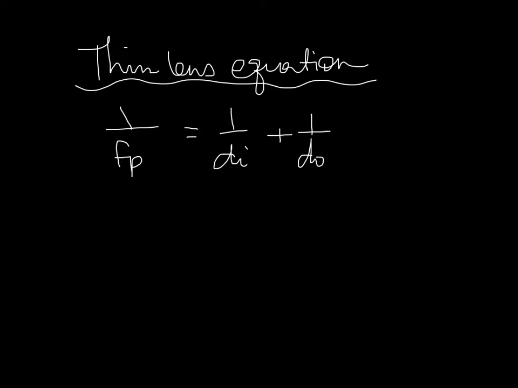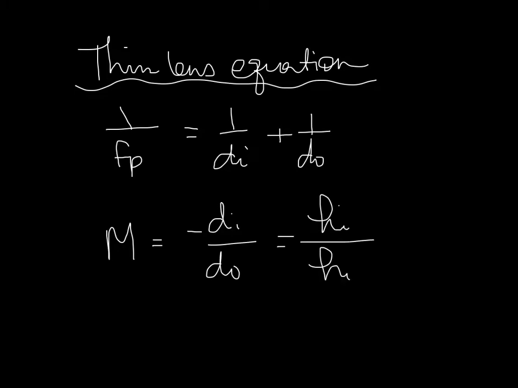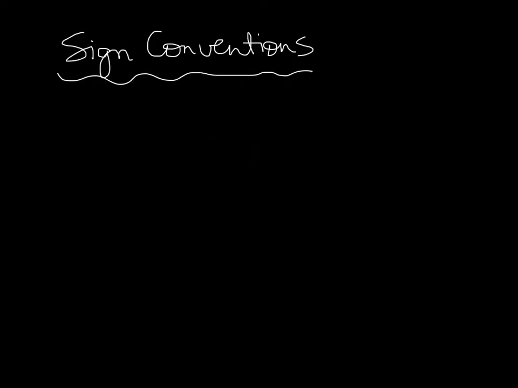So remember our magnification equation when we were dealing with lenses? Magnification is the opposite of the image distance over the object distance, or the height of the image over the height of the object. So you see, nothing has really changed. Actually, there is one thing that has changed.